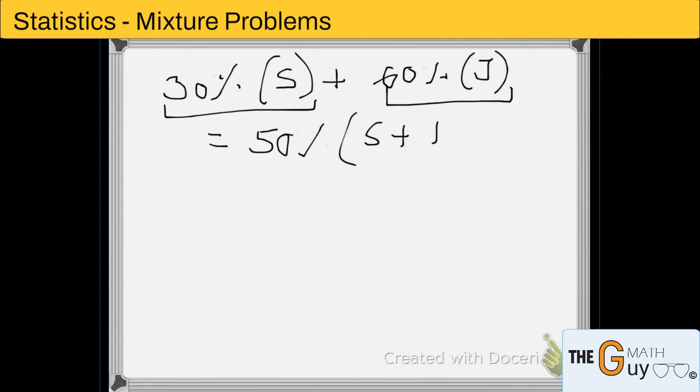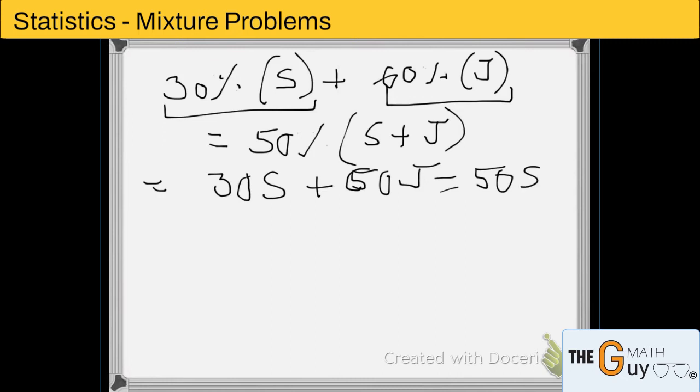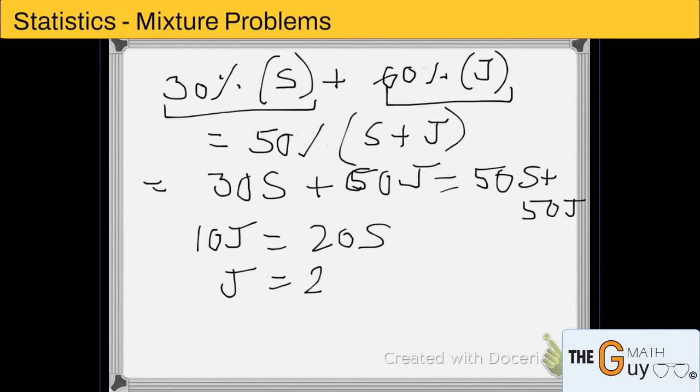This simplifies to, all percentages can get cancelled, multiply by 100 throughout, you'll get 30S plus 60J is equal to 50S plus 50J. This simplifies to 10J is equal to 20S, J is equal to 2S. This is very important. So J is equal to 2S.